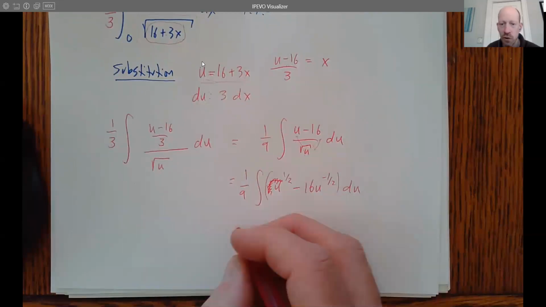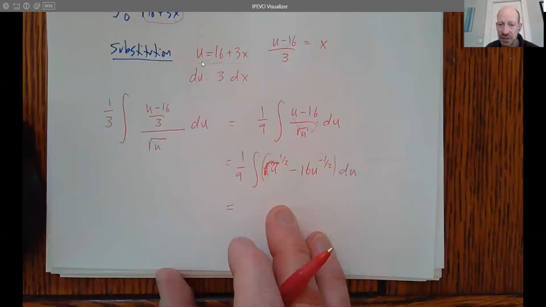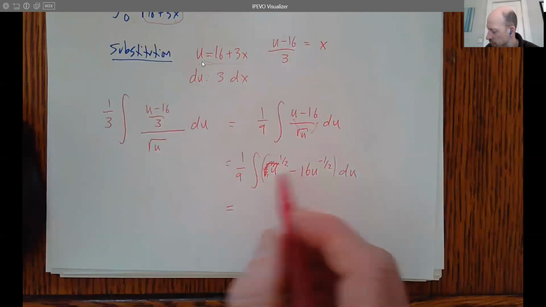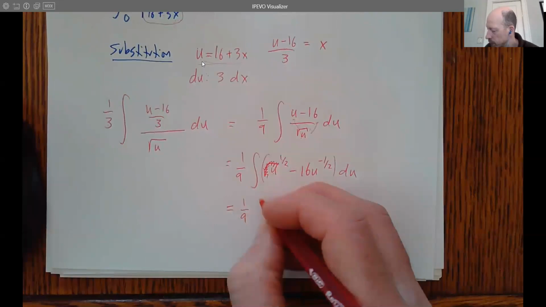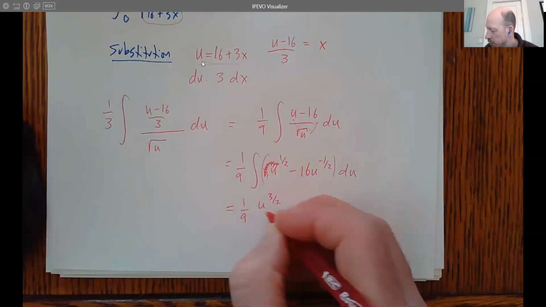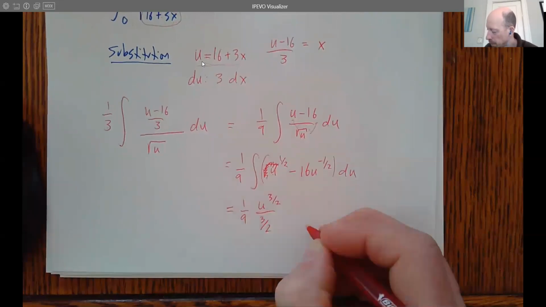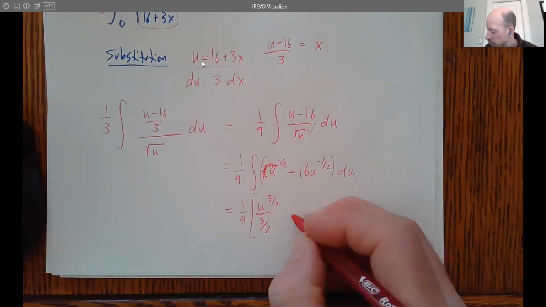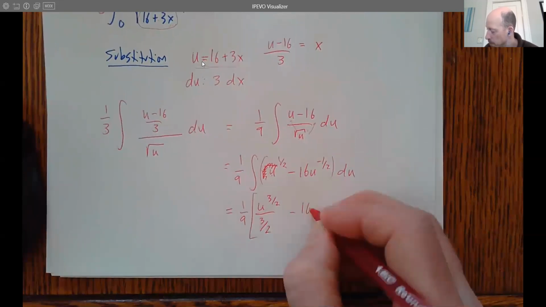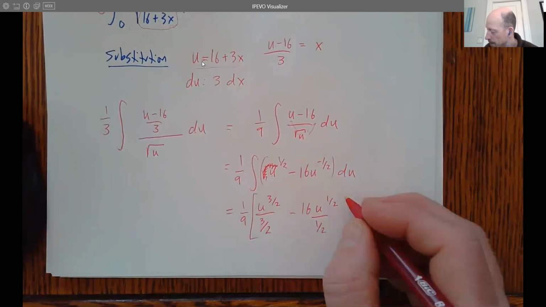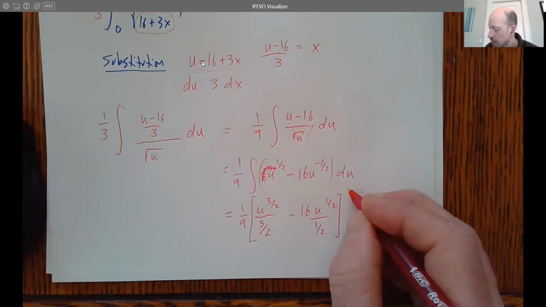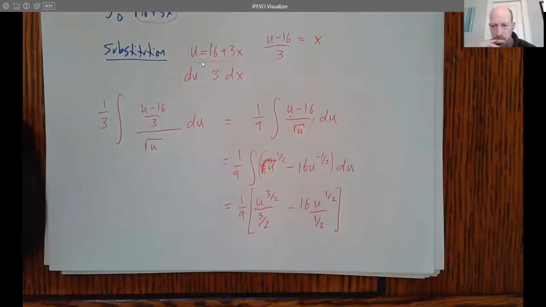All right, so this actually is good. I know these antiderivatives, they're power rules. I add 1 and divide by 3/2. And here I add 1 and divide by 1/2. Questions so far?